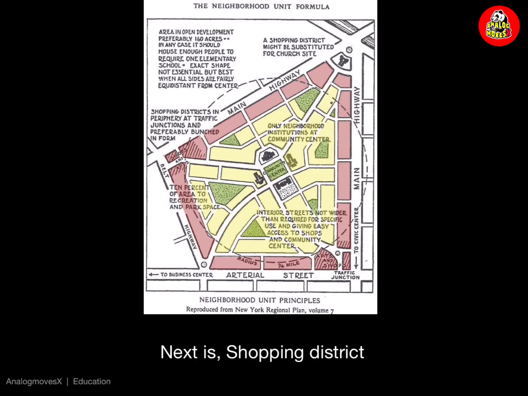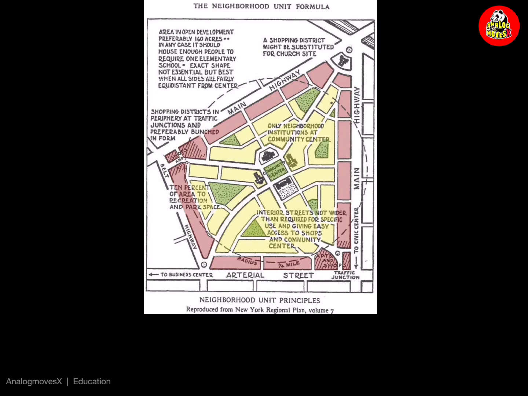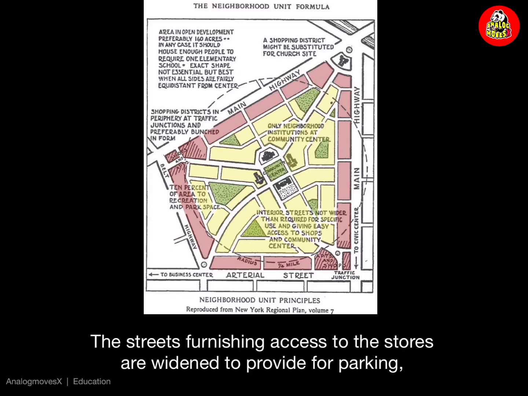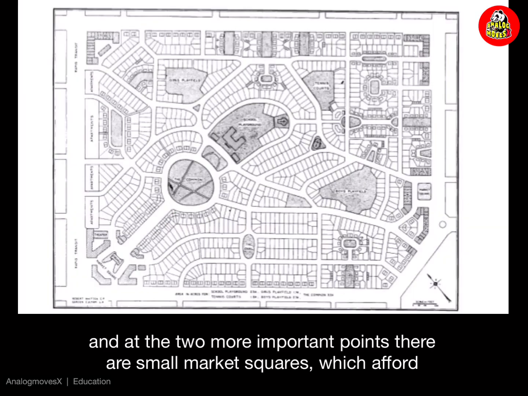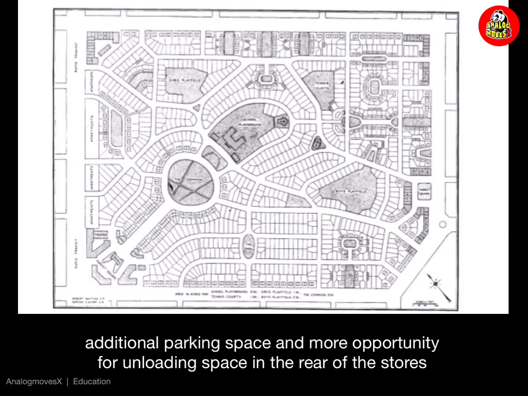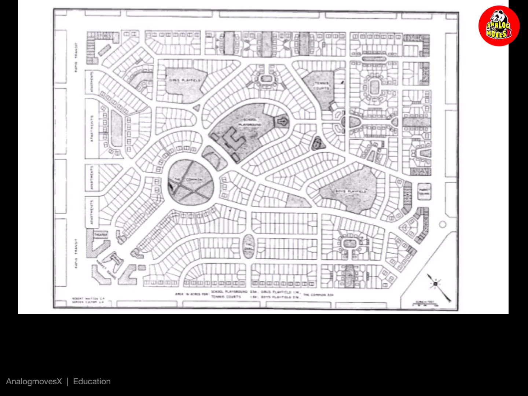Next is shopping district. Small shopping districts are located at each of the four corners of the development. The streets furnishing access to the stores are widened to provide for parking. And at the two more important points, there are small market squares, which afford additional parking space and more opportunity for unloading space in the rear of the stores. The total area devoted to business blocks and market plazas amounts to 7.7 acres.